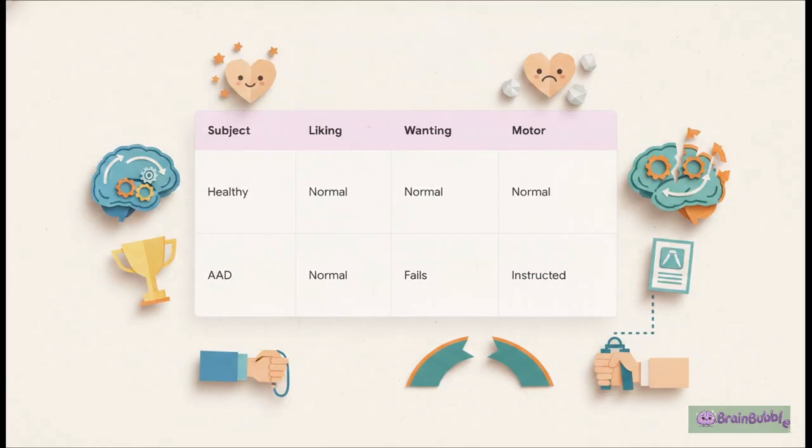So, the crucial point here is the stark contrast between a healthy brain and one with AAD. Look at the table here. A person with AAD still has totally normal hedonic responses. If you give them a reward, they still feel pleasure. They still like things. Their motor execution is totally fine too. If you explicitly instruct them to move, they can move perfectly. What is completely shattered is that middle wanting column. Without an external prompt, the biological bridge between desiring a reward and generating the effort to go get it is just gone.